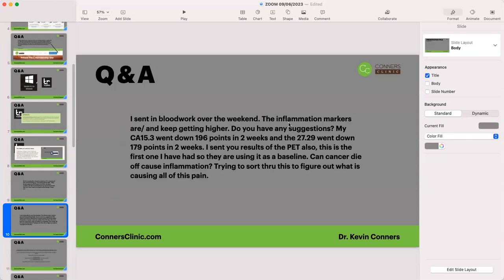I sent in blood work over the weekend. The inflammation markers are and keep getting higher. Do you have any suggestions? My CA15-3 went up 196 points in 2 weeks, and the CA27-29 went down 179 points in 2 weeks. I sent the results of the PET scan also. This is the first one, so it's a baseline. Can cancer die-off cause inflammation? Trying to sort things out.